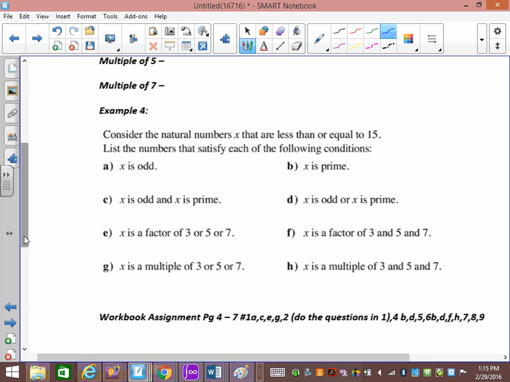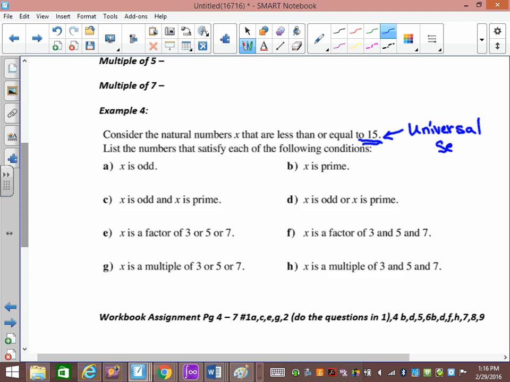Consider the natural numbers. So what numbers are we looking at? Yeah, the ones you count, 1, 2, 3, etc. That are less than or equal to 15. So if it just said less than 15, we'd do 1 to 14, right? But it says less than or equal to 15, so we include 15. Now, we can't include the numbers outside of that, okay? So this is called our universal set. It's the universal set. It's the numbers that we can only use.